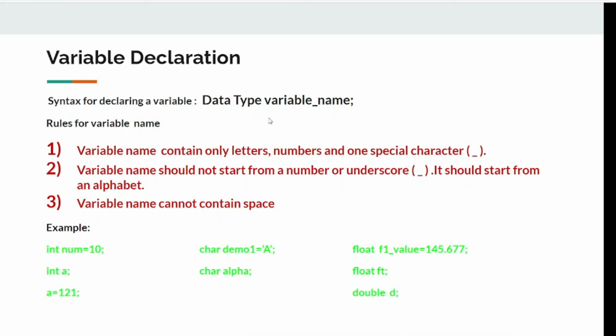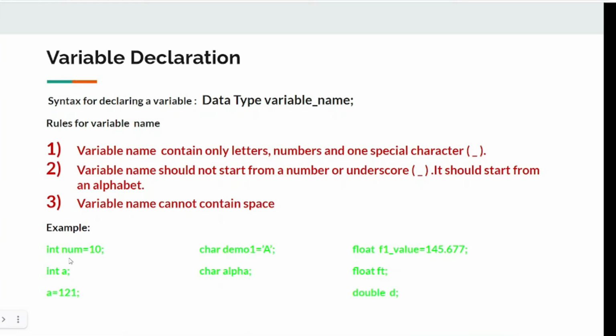You can do the initialization during the declaration only, like this. In this example, int num is equal to 10. So I have given the value 10 to the variable num. So I have declared the num. Also during declaration, I have initialized it too. That means I have given some value to that variable.